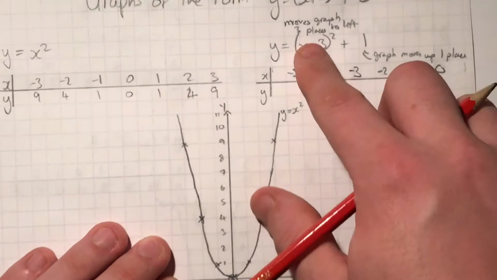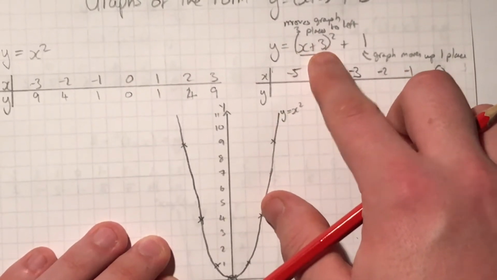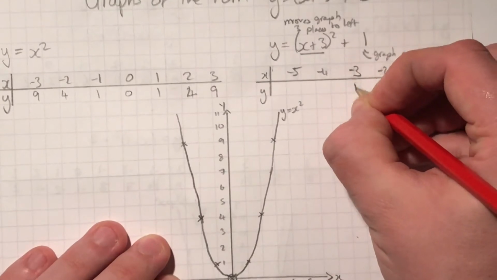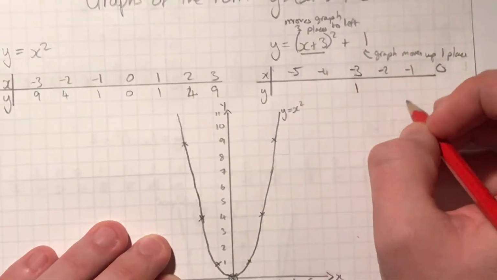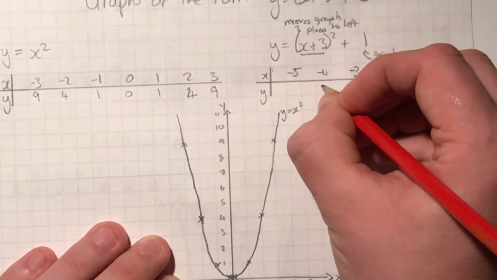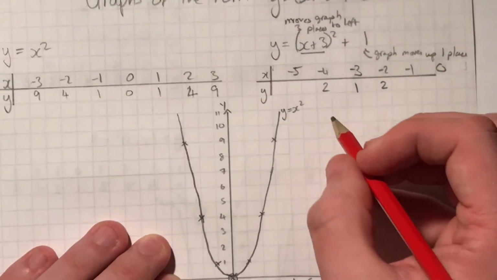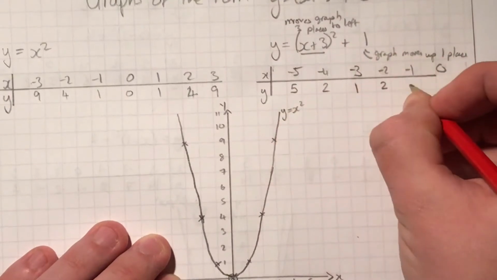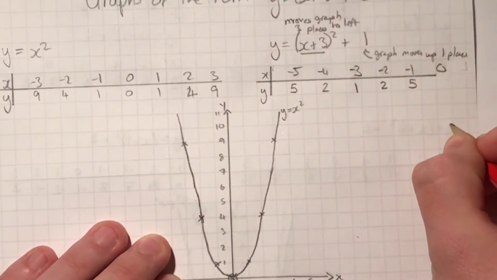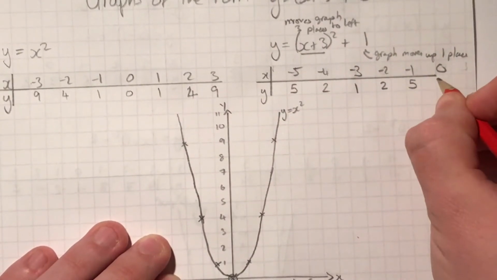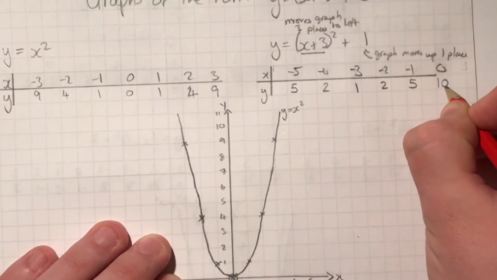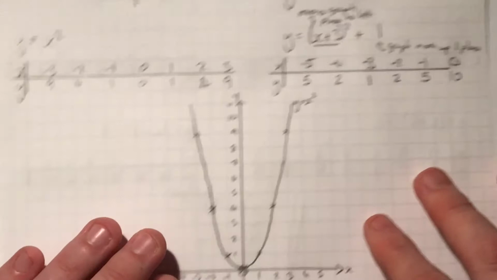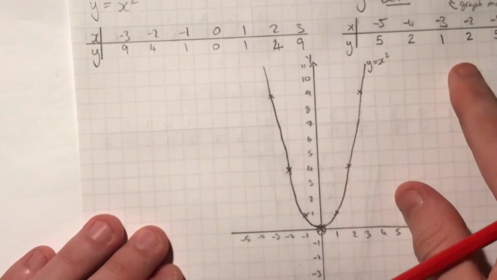So if we put -3 in here, -3 plus 3 is 0, squared is still 0, plus 1 is going to be 1. Doing the same either side of this, we'll end up with 2 and 2. And ending up either side here, we're going to have 5 and 5. And then this one here should be 10, because 0 plus 3 all squared is 9, plus 1 is 10. Okay? I'll just plot all these points again.